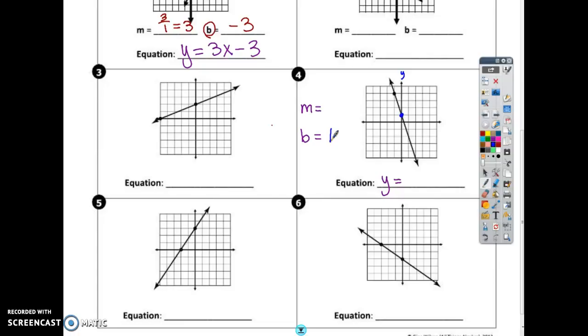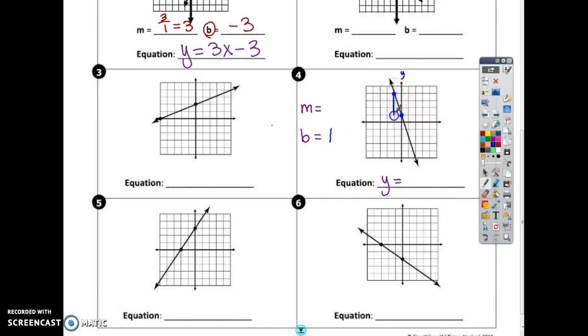Okay, and then I have to do the rise over run. But I want you to understand something. Just because this is the y-intercept does not mean that you start the rise over run from that point. You can start from whatever point you want, and I like to start from the left point. El punto de la izquierda primero al punto de la derecha. So first, start from the left to the right.